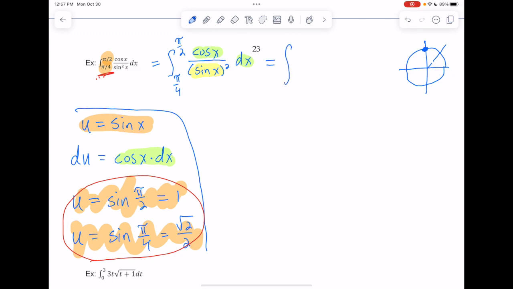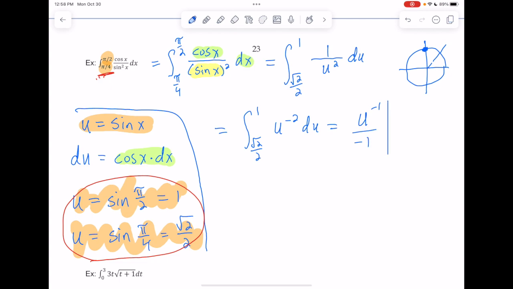All right, so our new limits of integration are going to be a lower limit of √2/2, upper limit of 1. In place of the sine x, we're going to have a u. So on the bottom, we're going to have u squared. In place of the cosine x dx, we just get du. So I'll put a 1 up top as just a placeholder. And then the integral from √2/2 to 1 of u to the -2. So then I can apply the power rule. That's going to be u to the -1 over -1, evaluated from √2/2 to 1.